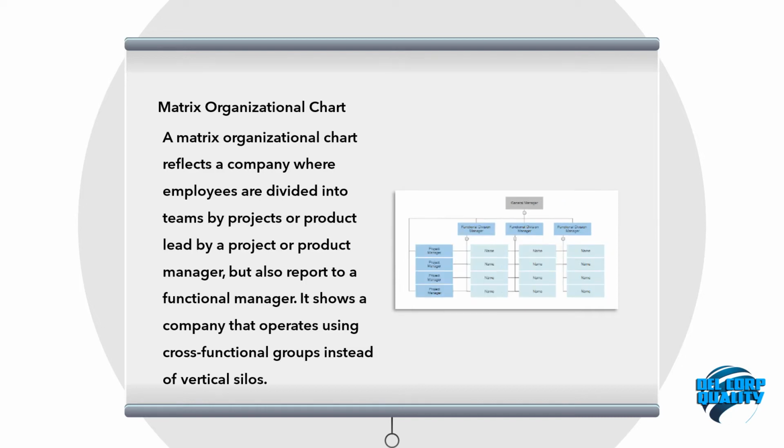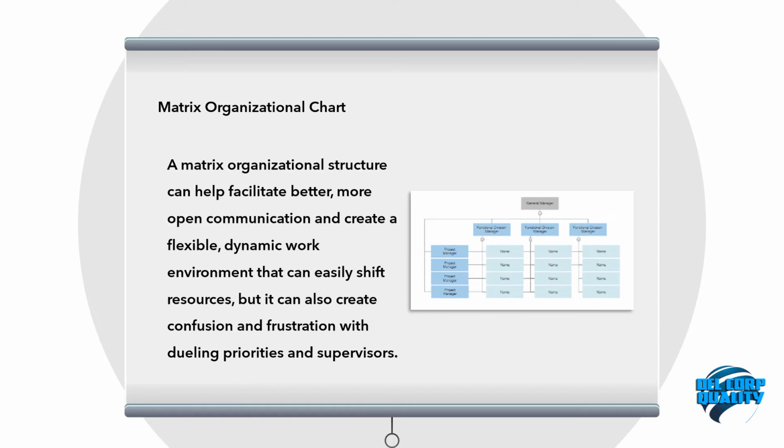A matrix organizational chart reflects a company where employees are divided into teams by projects or product led by a project or product manager, but also report to a functional manager. It shows a company that operates using cross-functional groups instead of vertical silos. A matrix organizational structure can help facilitate better, more open communication and create a flexible, dynamic work environment that can easily shift resources, but it can also create confusion and frustration with dueling priorities and supervisors.